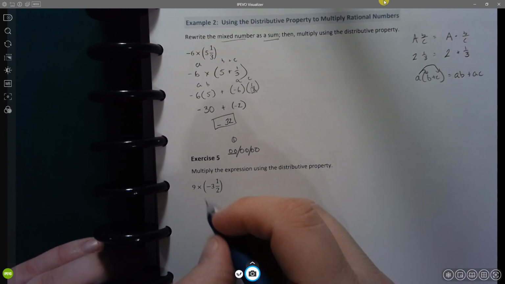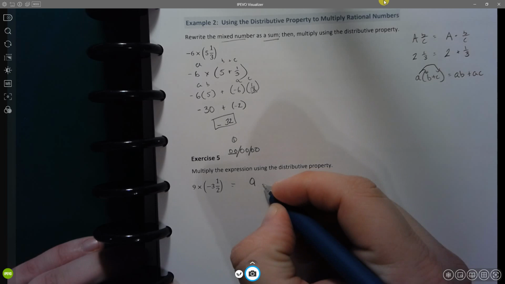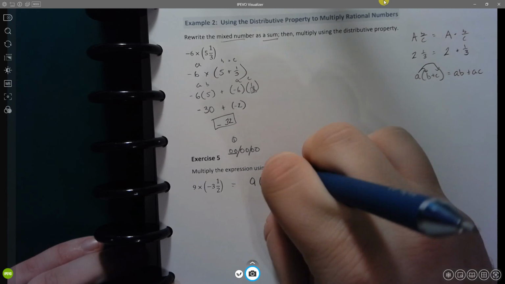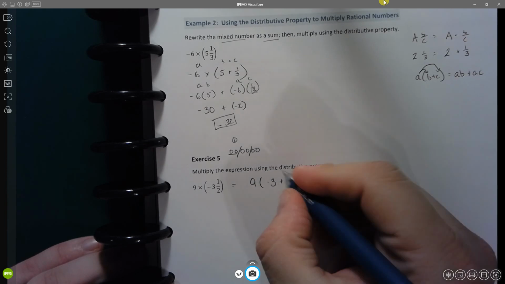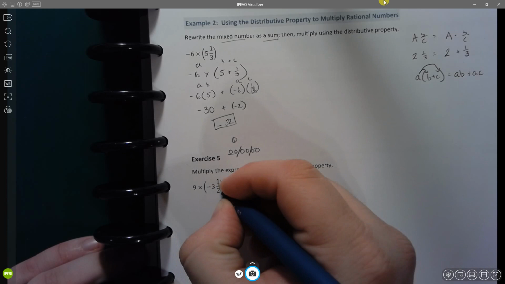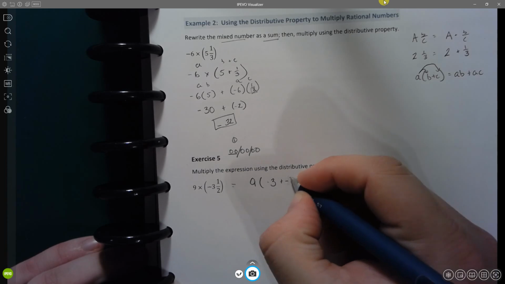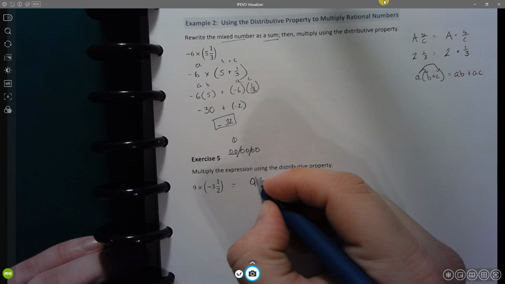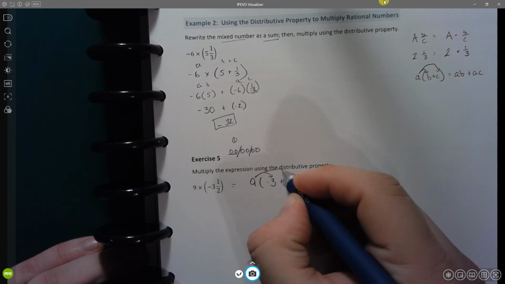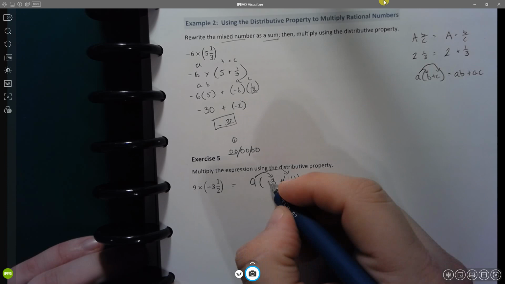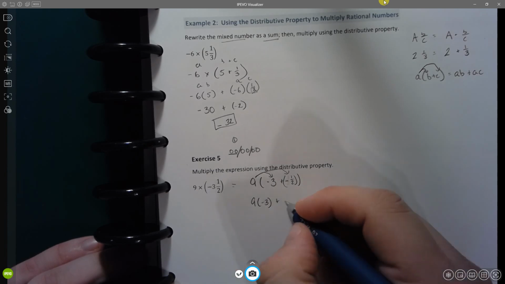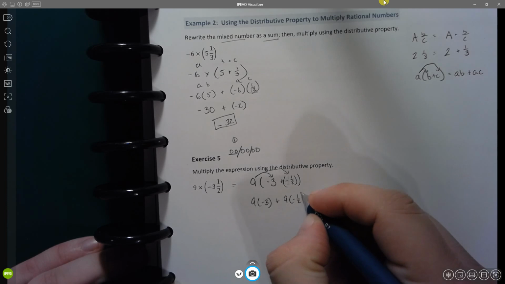So again, we're going to rewrite this as 9 times a negative 3 plus 1/2. Oh, Mr. Hale made a mistake. You want to know how Mr. Hale made a mistake? That negative has to apply both to the 3 and the 1/2. So it's a negative 1/2. Okay? So we're going to take the 9 and multiply it by the negative 3, and the 9 times the negative 1/2.